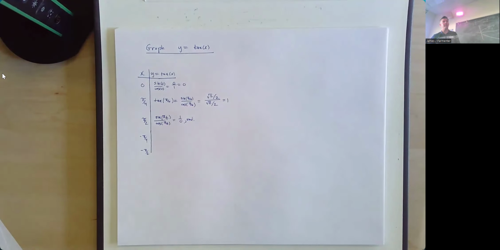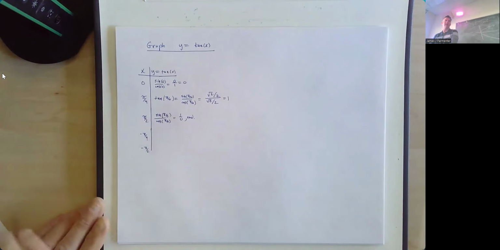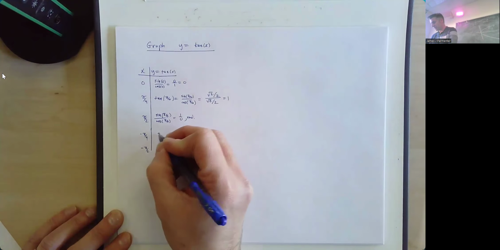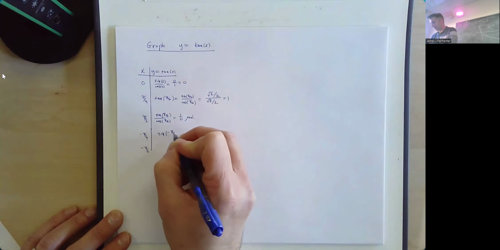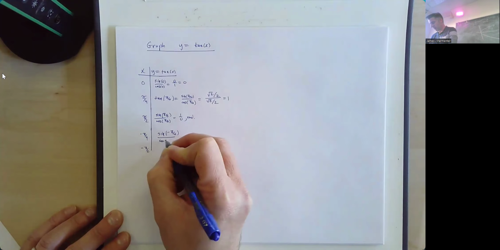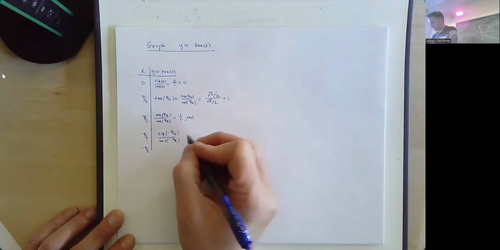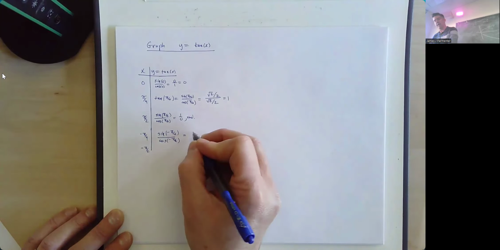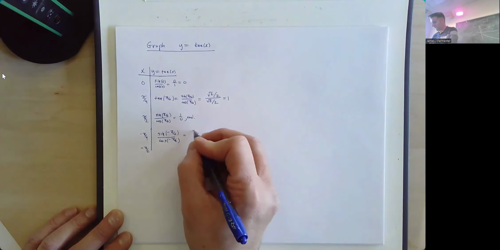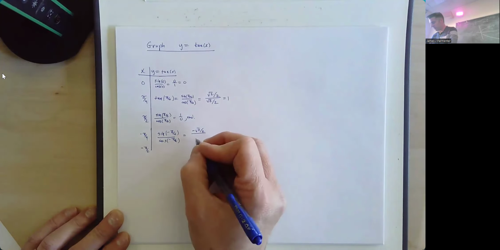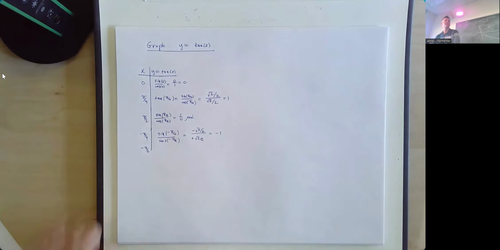Same thing to the left, except now we have negative values. Tangent of negative pi over 4 is sine of negative pi over 4 over cosine of negative pi over 4. From what we just said about even and oddness, sine of negative pi over 4 is the same as negative sine of pi over 4, which is negative root 2 over 2. And cosine of negative pi over 4 is positive root 2 over 2. So we end up getting a negative 1.